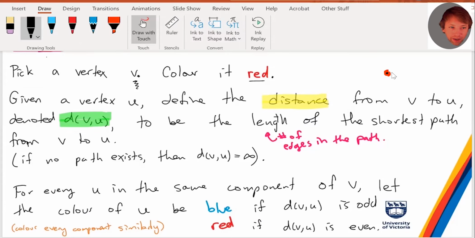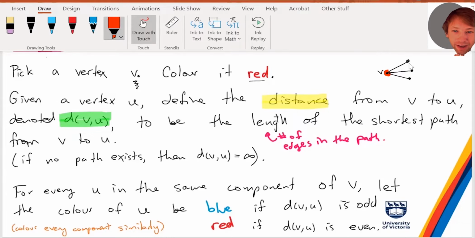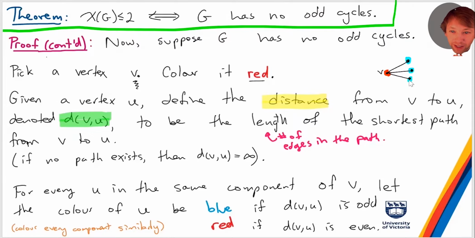Now, if you think about it, what color do the neighbors of V have to be? I'll ask this to the audience. What colors do all of the neighbors of V have to be? The answer is blue, as was mentioned in the chat. So anything at distance 1 from V has to be blue.